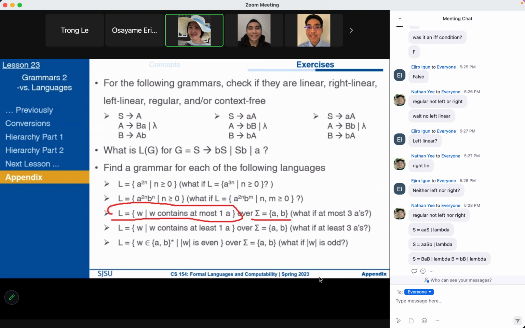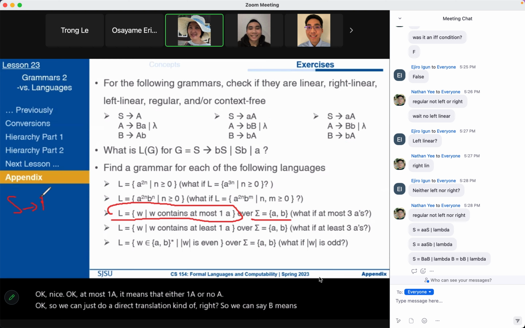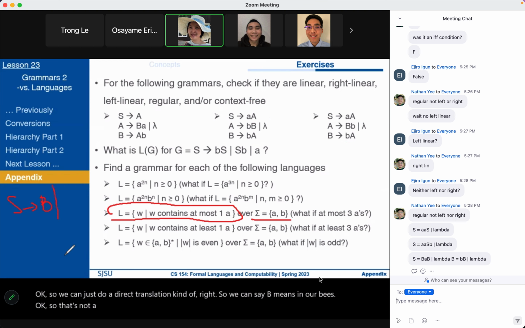Okay, nice. At most 1 A, it means that either 1 A or no A. So we can just do a direct translation kind of, right? So we can say B means a number of B's. Okay, so that's no A. Or we have 1 A, and the B here means any number of B's here.